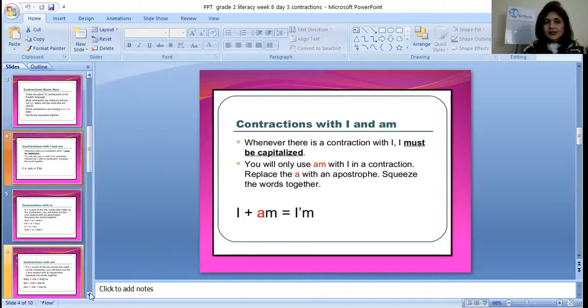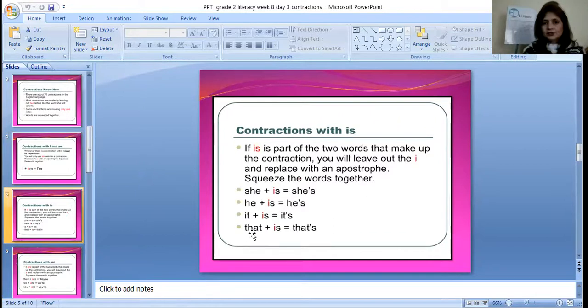In the same way, there are other contractions also, like the contraction of she is. In she plus is, we will remove the I and write an apostrophe like this. He is, he's. It is, it's. That is, that's. Again, we have removed the I and only added an apostrophe and the S.